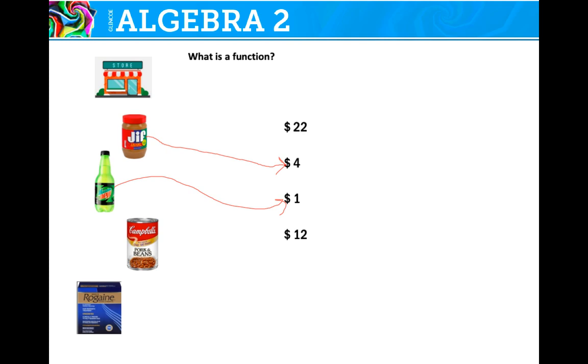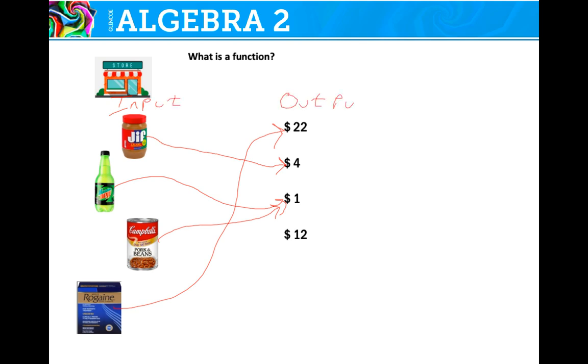And then I'm going to buy a can of pork and beans. I don't know how many of you have bought pork and beans in the past, but it's not very expensive, and they're on sale today, and it's also $1. And then I need to pick up some Rogaine because, you know, times are tough, and it costs $22. So when we're talking about a function, we're talking about our input values and output values.